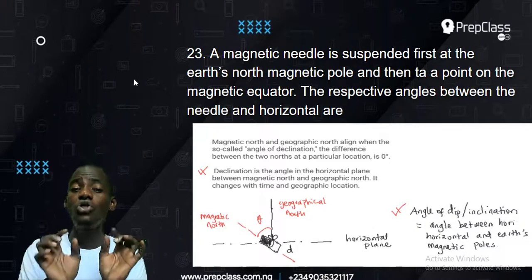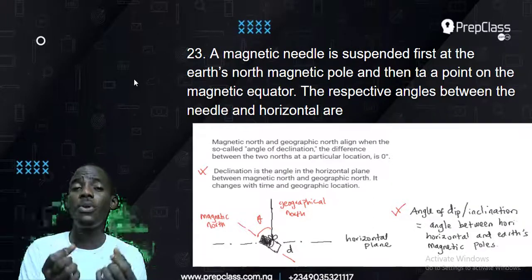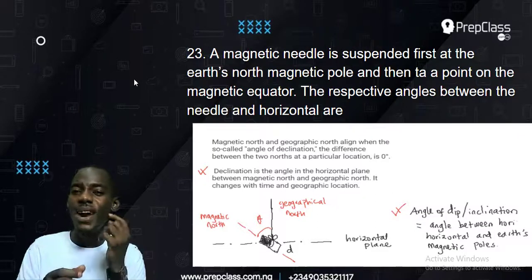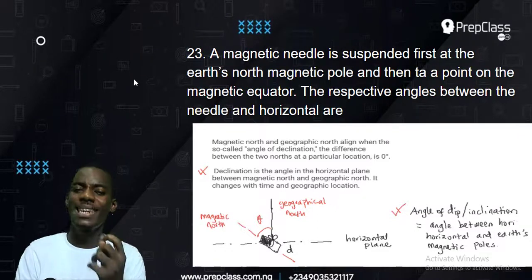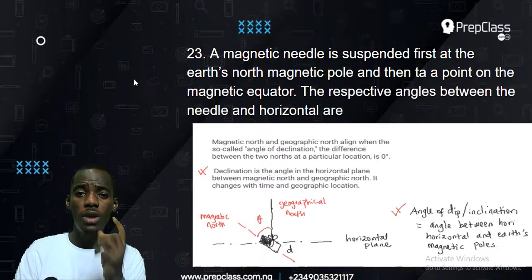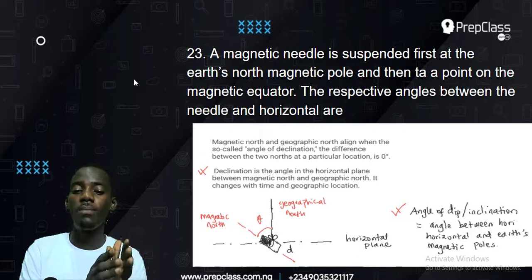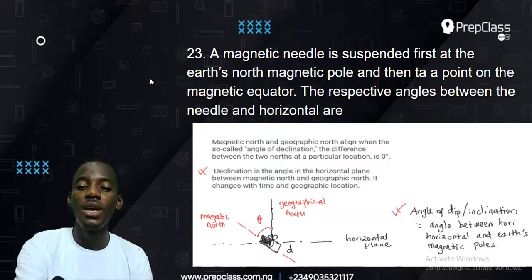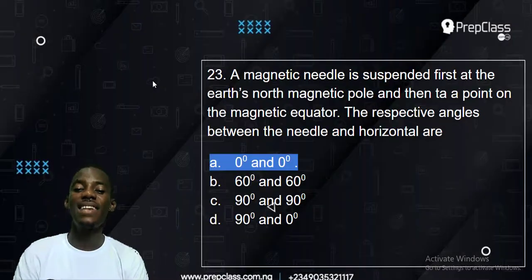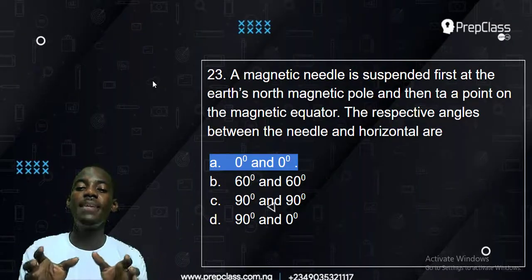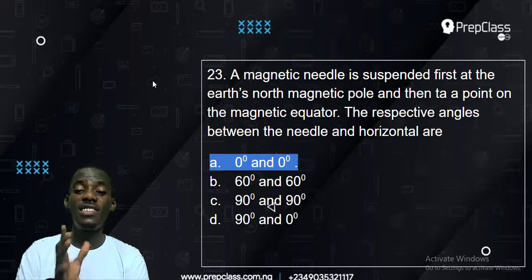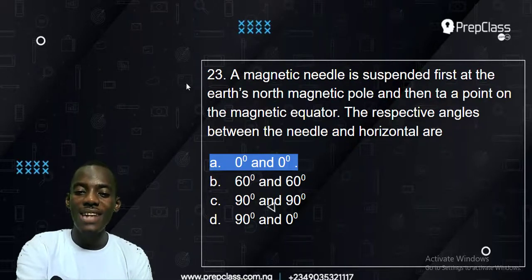Those two understandings will really help you to understand a very key aspect of the topic magnetism. So the answer to this question is that the angle between the magnetic north and the geographical north is simply 0 degrees, and that gives us the answer as A. Okay, so that's number 23.